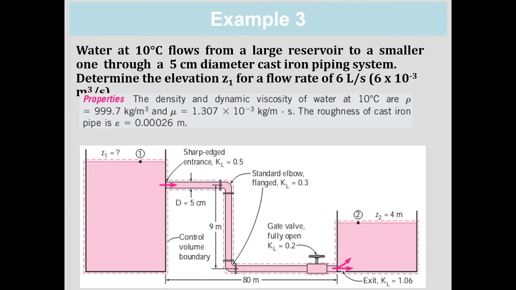Okay, last example. Oh, no, the second last example, I think. Water at 10 degrees Celsius flows from a large reservoir to a smaller one through a 5 cm diameter cast iron pipe system. Determine the elevation Z1 for a flow rate of 6 liter per second, or 6 times 10 power of negative 3 meter cube per second. Here is the information about the density, mu, and the roughness of the cast iron, which is 0.00026.